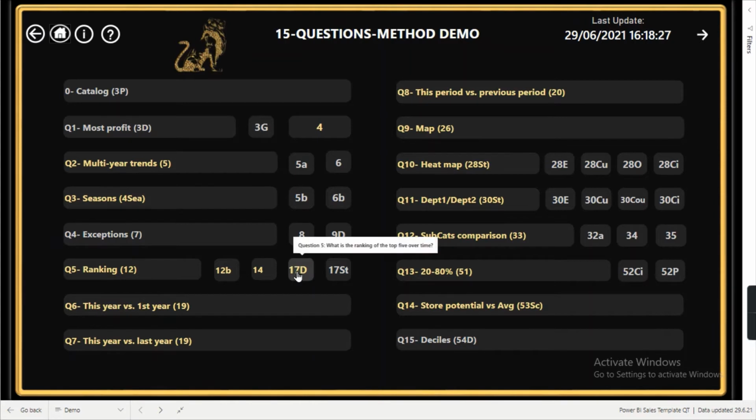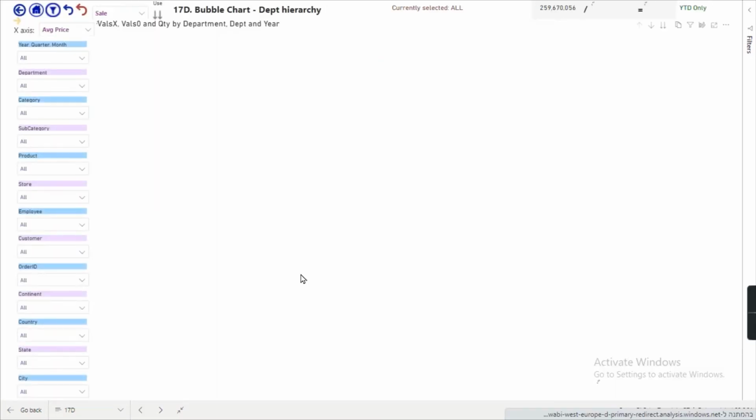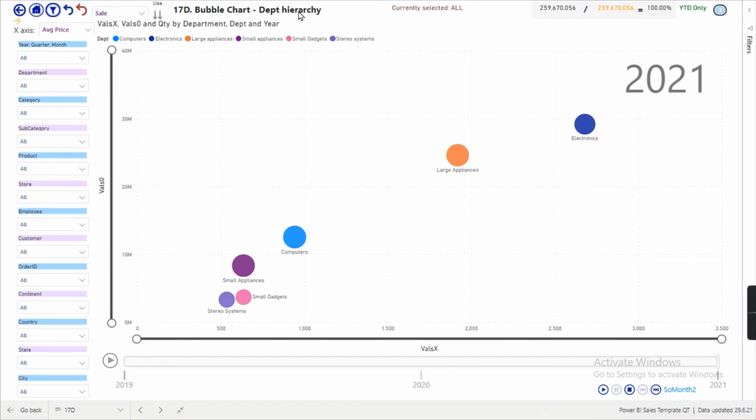The next page on the same question is the ranking of top 5 over time, page 17D, D for department hierarchy. So that's a bubble chart, easier to understand. The x-axis is val x. We choose average price, and the y-axis, this one up, is the val 0. Val 0 is always the selector. We choose sale because we have no profit to show.